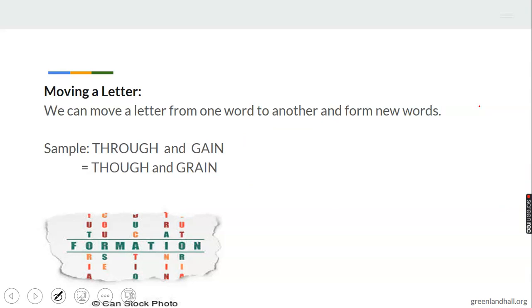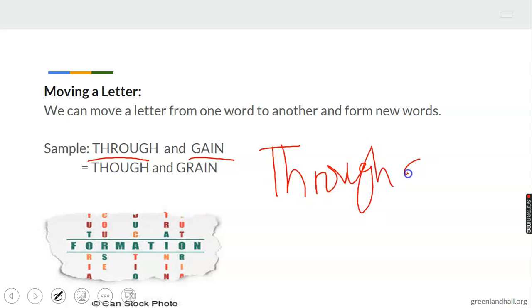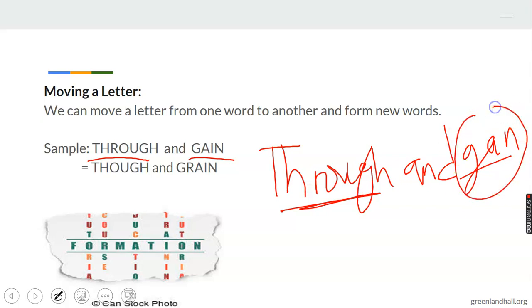Another one, we are still using it. This method is very important. We can move a letter from one word to another and form this. We have through and gain. Now, we have true and gain. So they expect you from this word, you should add to this word to form a new word.